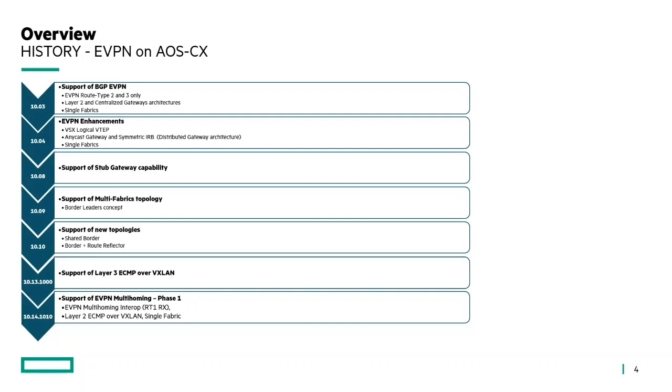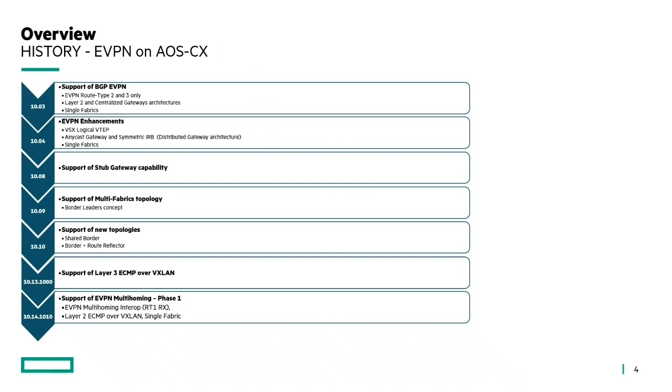This slide is just kind of historical for EVPN support on AOS-CX, and where we started and where we are now. You can see we released early 10.03 support, and then we've evolved this over time. The focus of this presentation is the last two ribbons on the lower left: support for layer 3 ECMP over VXLAN, which came in with 10.13.1000, and then support for EVPN multi-homing phase 1, which came in with 10.14.1010.